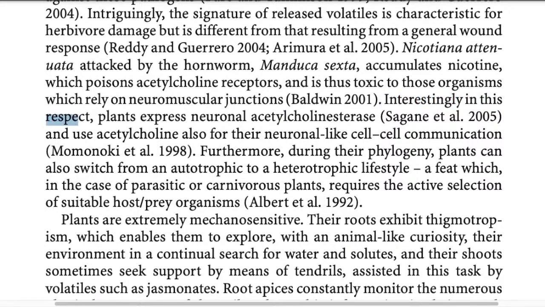Interestingly, in this respect, plants expressed neuronal acetylcholinesterase. There it is. That's the enzyme that mitigates the acetylcholine, right? That makes it calm down the nerve responses, right? So plants express neuronal acetylcholinesterase and use acetylcholine also for their neuronal-like cell-to-cell communication.